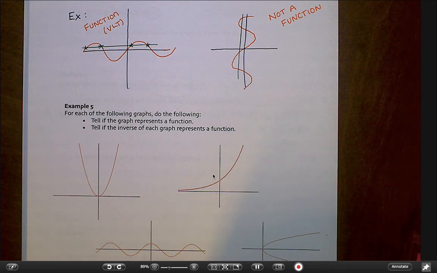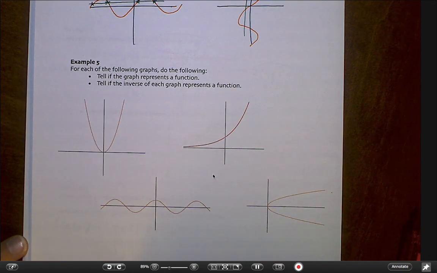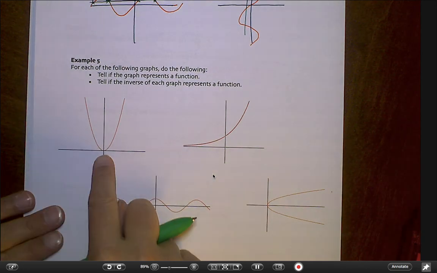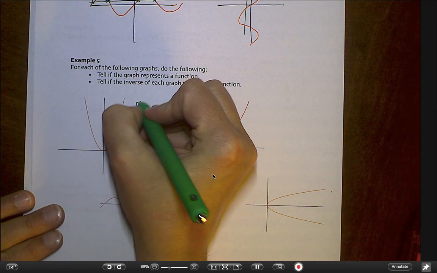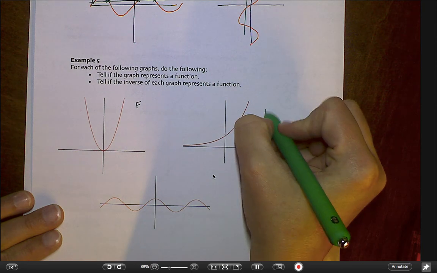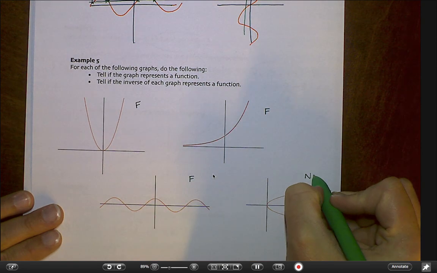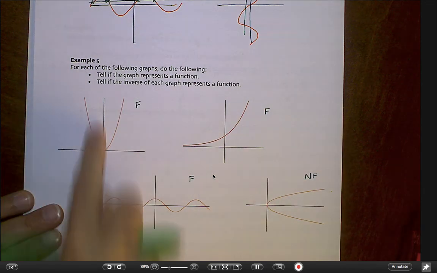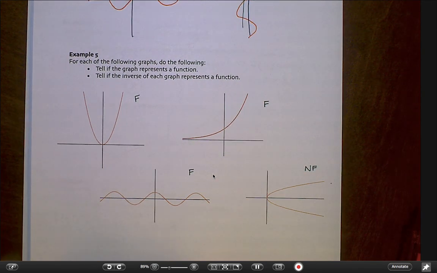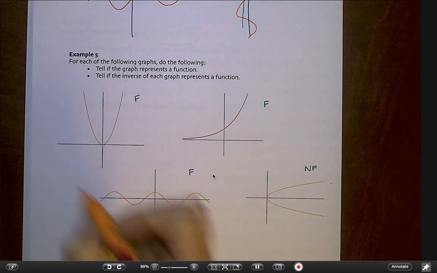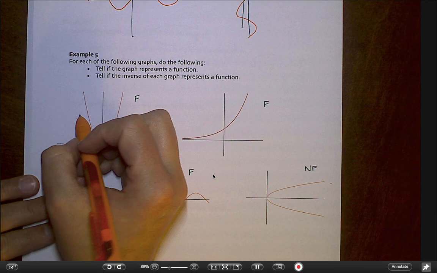Okay, so first these just say tell if each graph represents a function. So just real quickly, vertical line test, this would be a function, right? This would be a function. This would be a function. This would not be a function. I did that just thinking vertical line test on all of those red lines, okay? So now let's talk about the inverse, all right? And I'll use the orange to represent the inverse.